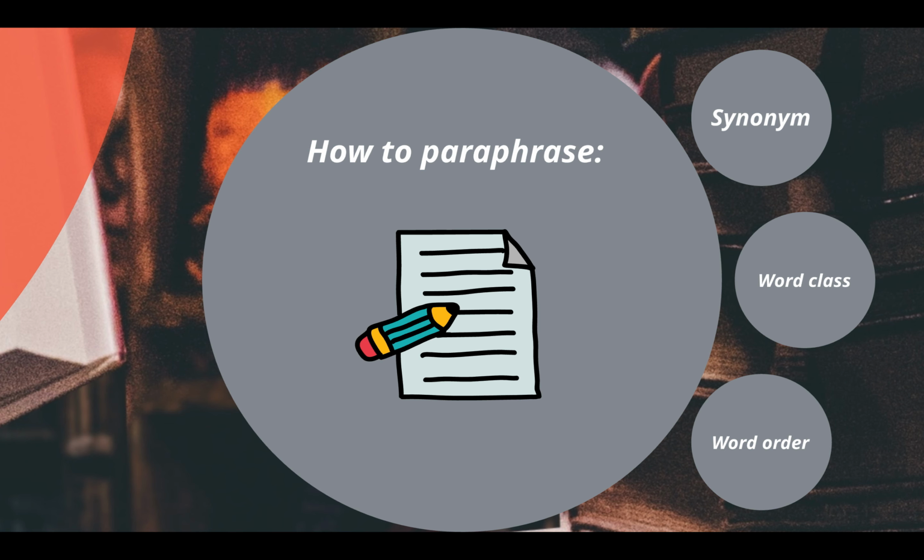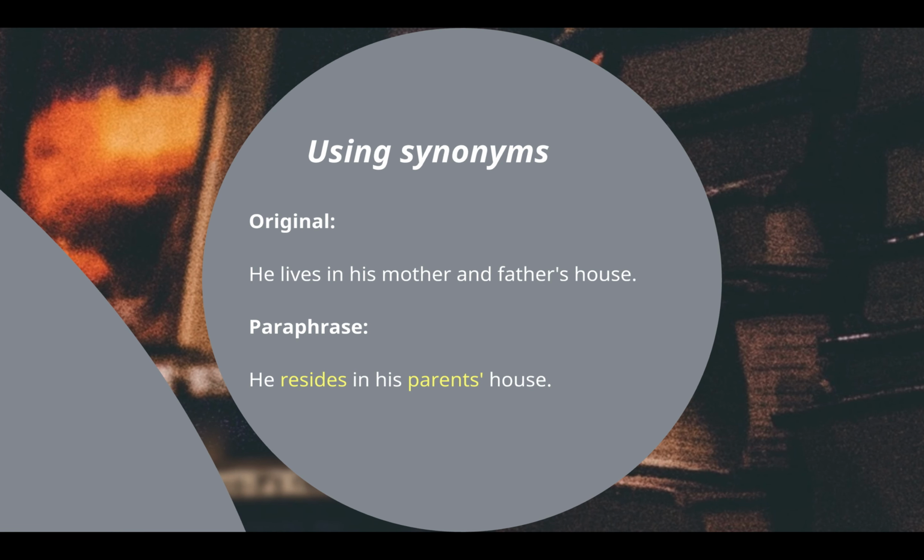So, using synonyms to paraphrase. Right, so this is the original sentence. He lives in his mother and father's house. The paraphrase is going to be he resides in his parents' house. What I've done here is I have changed the word lives to resides, and then changed the words mother and father to parent, right? Using a synonym. Synonym means 2 words that have the same meaning, right? Just something to note here.